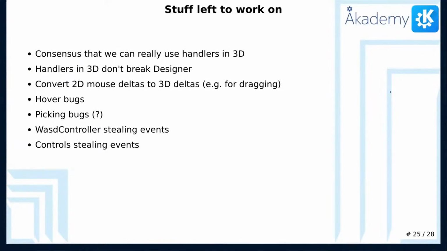deltas. Hovering doesn't always behave consistently when you've got complicated scenarios with 3D embedded inside 2D, inside 3D, and so forth. I think there's this bug that I couldn't pick the knobs in my scene, and I don't really understand why. I'm not sure if that's a bug in picking or if it's just something wrong with my model. The WASD controller also seems to steal mouse events that you might want to deliver to something interactive. And controls are stealing events. As soon as you put controls in the scene, then they don't work the way they should.